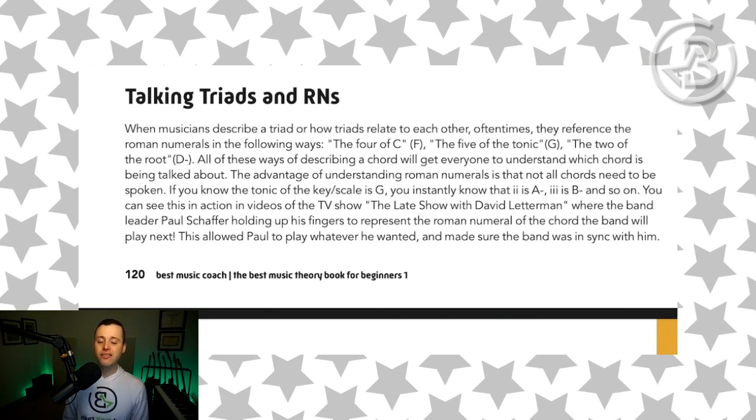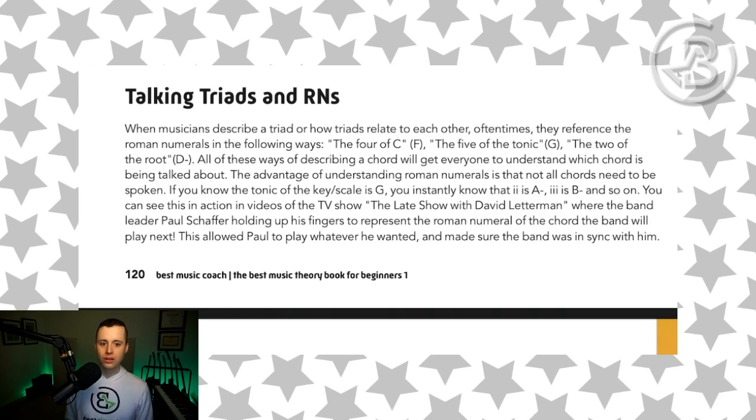Or the 5 of the tonic, or the 5 of 1. So 1 is C, the tonic is C, the 5 would be G. And if you know your triad quality formula, major, minor, minor, major, major, you know that the chord built off of scale degree 5 is going to be a major triad.